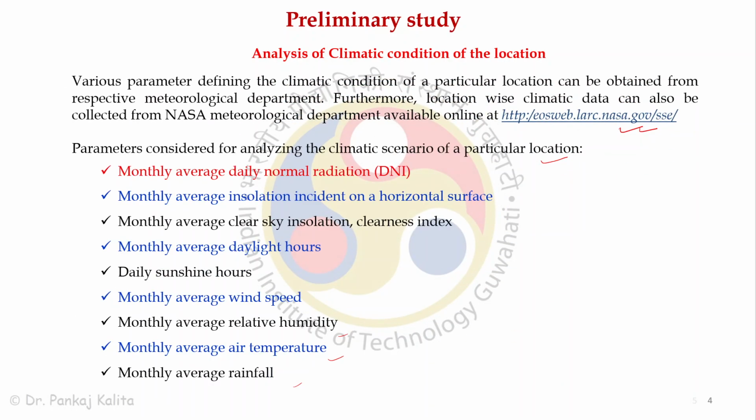So various parameters are actually, like for climatic conditions, the NASA meteorological department also provides these climatic conditions. So you can go to this website, you can bookmark this website, so you can get a good amount of data from this website. Okay, so the monthly average daily normal radiation, I think most of you know. So can anyone say about this daily normal radiation, DNI?